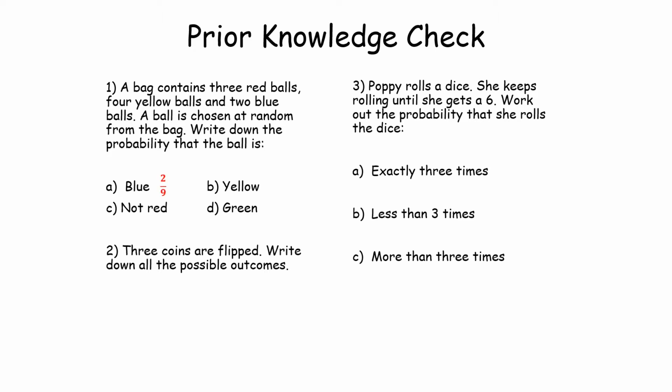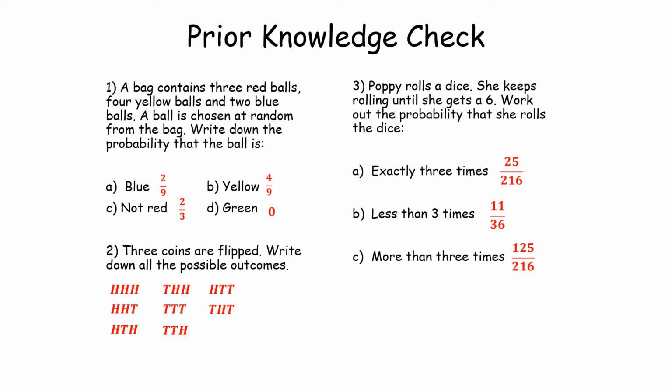Okay, so for part A or 1A: 2/9, 4/9, 2/3 and 0 for D. For question 2, these are your possible outcomes for 3A, 3B and 3C.